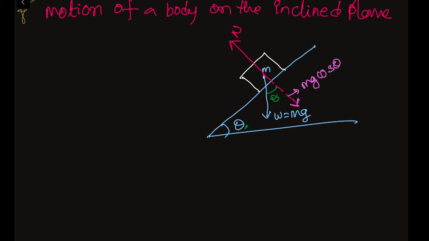At the same time, along the opposite side, we get mg sin theta. This mg sin theta will give the force. Got it, children? Here the body moves downward.